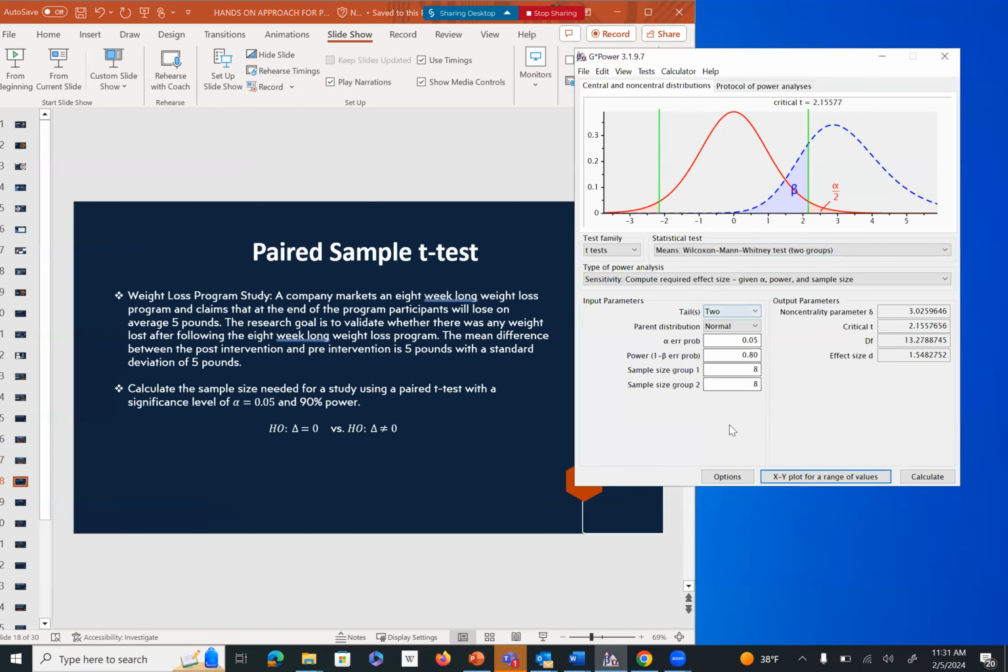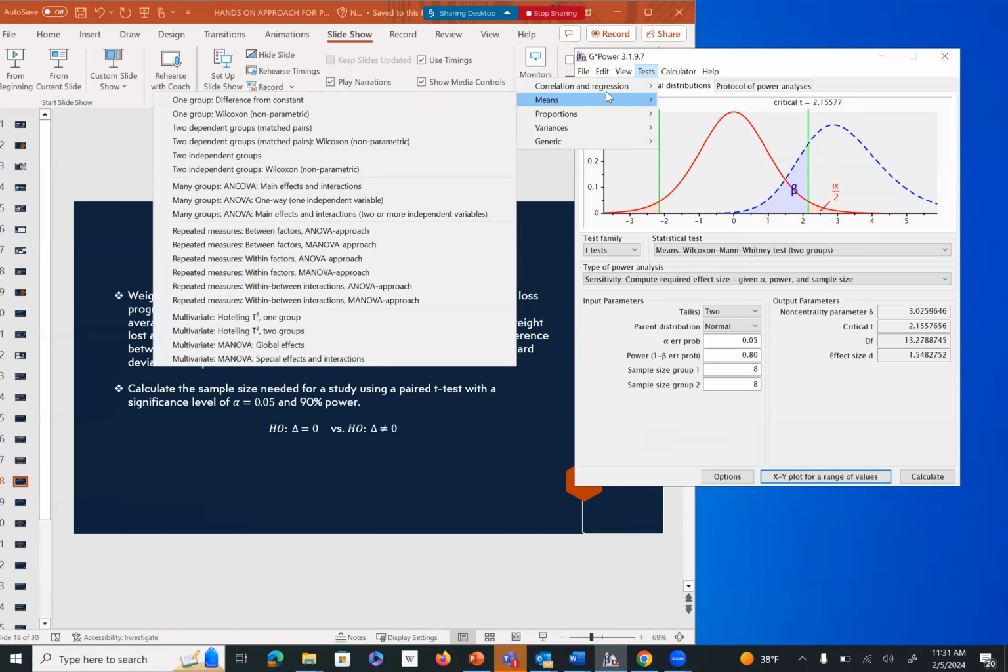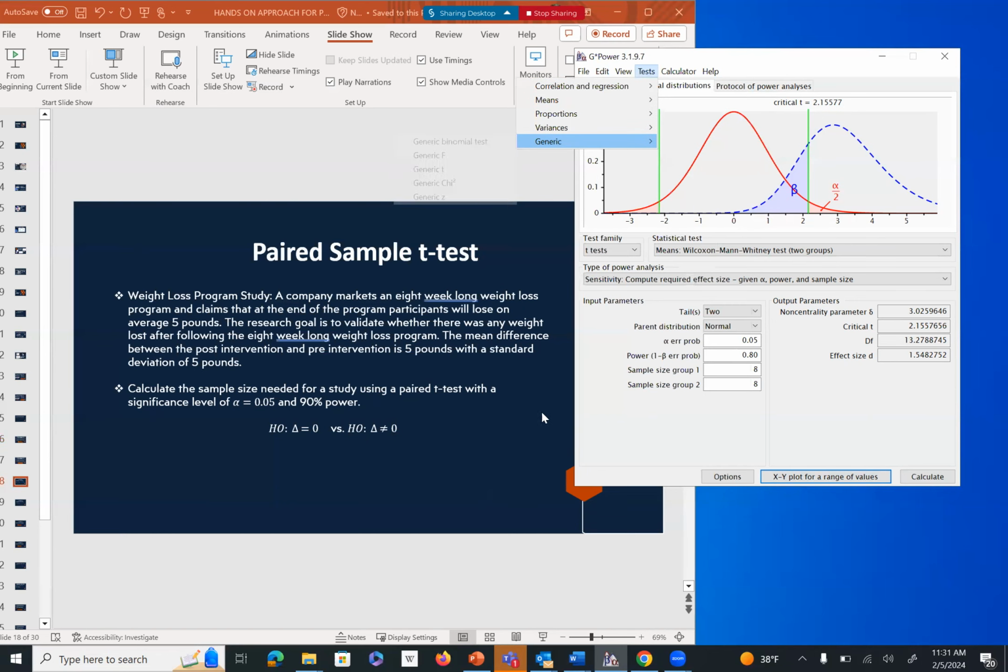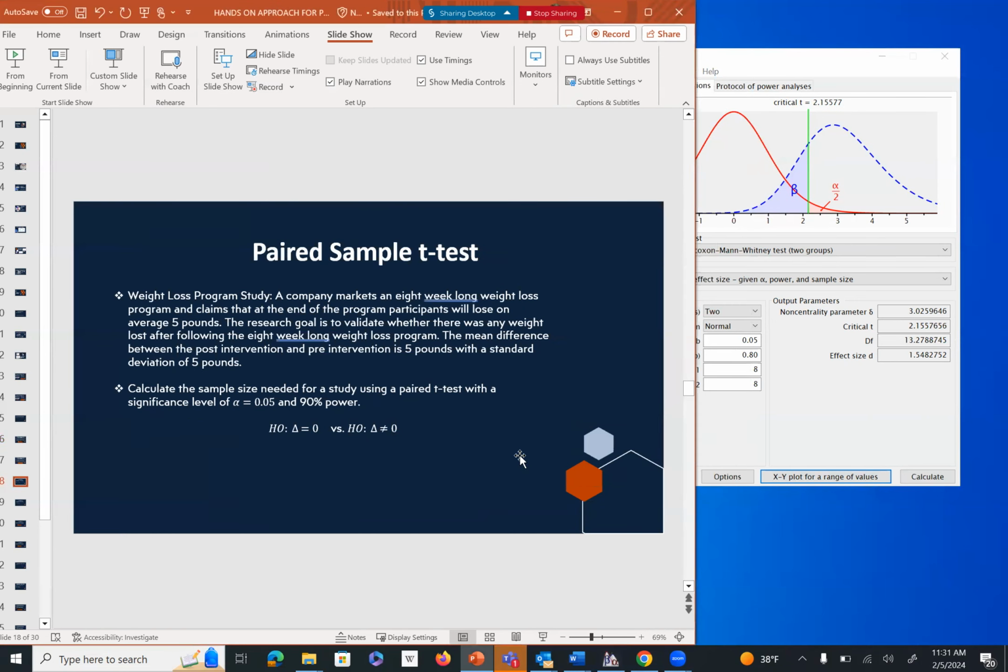All right, the next example is a paired sample t-test. We perform a paired sample t-test when we are looking to see whether there's a difference between means pre and post of a study. So for example, if you were looking to compare the means of BMI in participants pre an intervention and post an intervention, you will run a paired sample t-test.